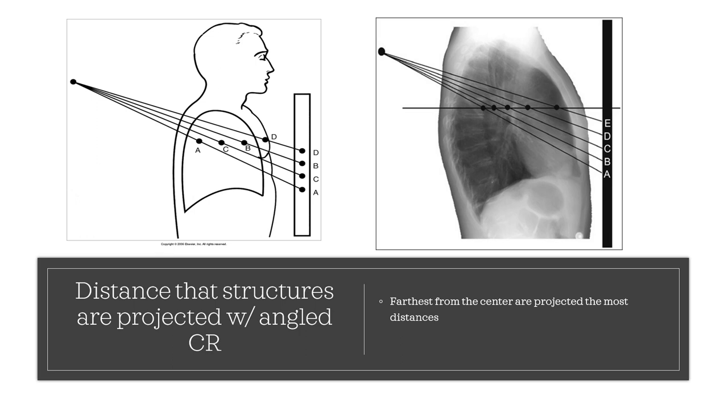Distance that structures are projected with an angled CR. Structures farthest from the center are projected the most distance. See the picture. When the angled CR or diverged X-rays are used, the anatomy will move in the direction in which the beam is traveling. As CR angle or divergence increases, the degree of anatomy movement will increase also.